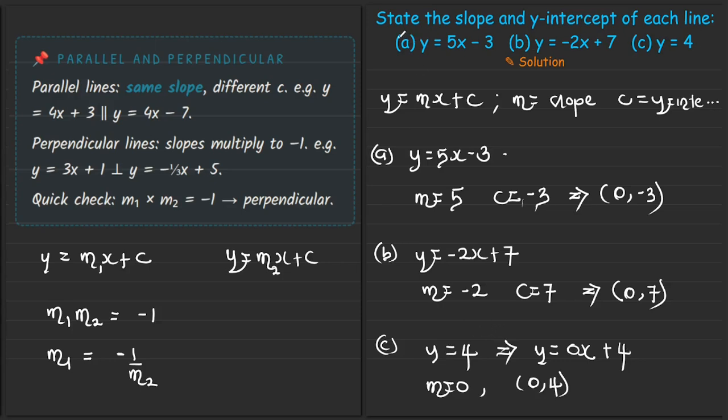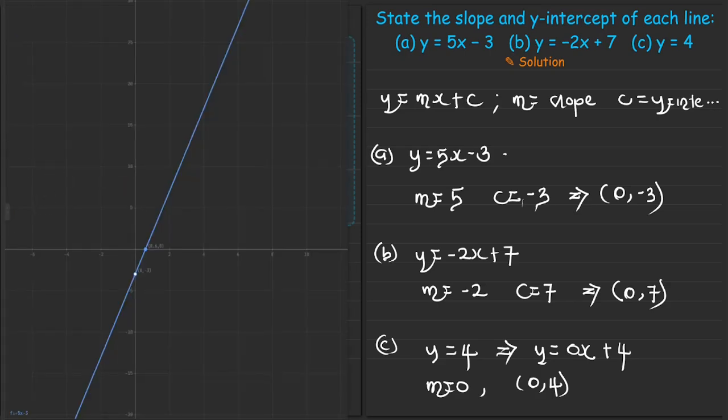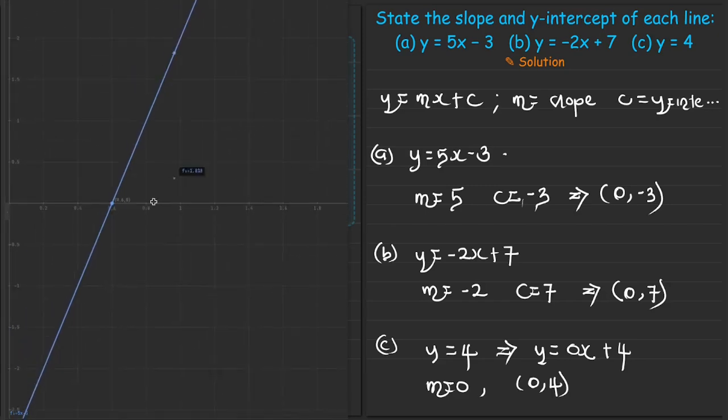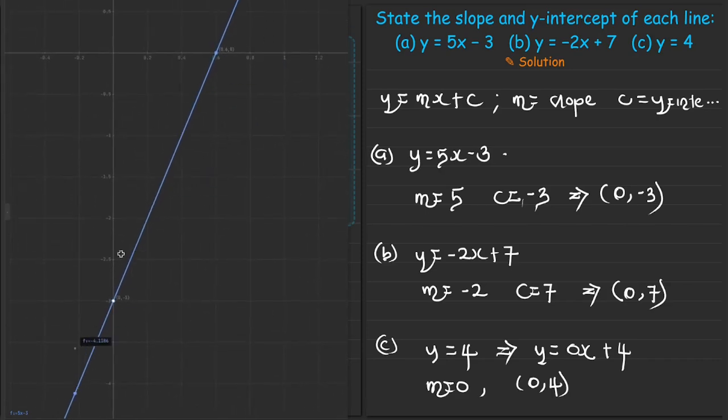Now I'll draw all of these on the graph so that we see how they look. As you can see for the first one, this is its graph. And if I zoom in, you see we have the line this way. And this is where the line touches the y-axis. We call it the y-intercept. So its coordinate, as you can see over there, is 0, negative 3. In our subsequent lessons, we will consider what we call the x-intercept as well.